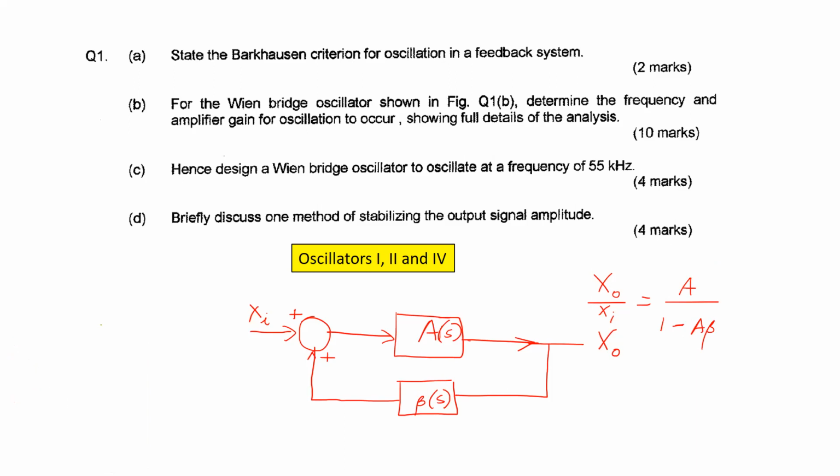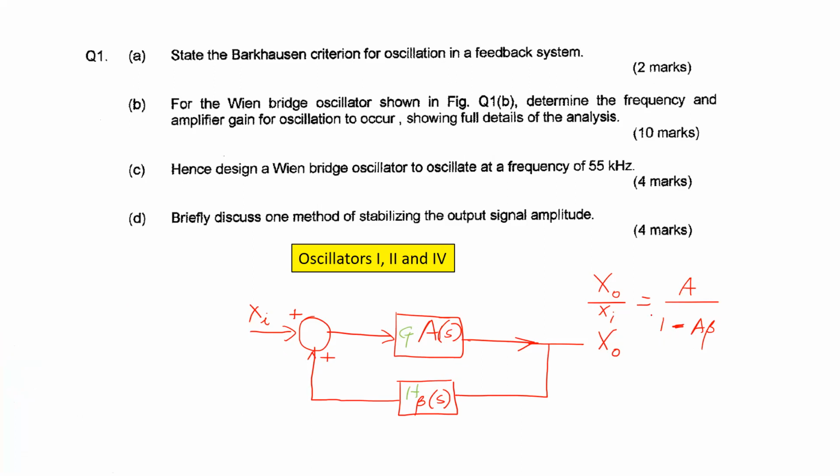When we did this, this would have been our G, and this would have been our H. So it's G over 1 plus or minus GH, right? It depends on whether the feedback is positive or negative. If it is positive feedback, we have a negative sign here. If it is negative feedback, we have a positive sign.